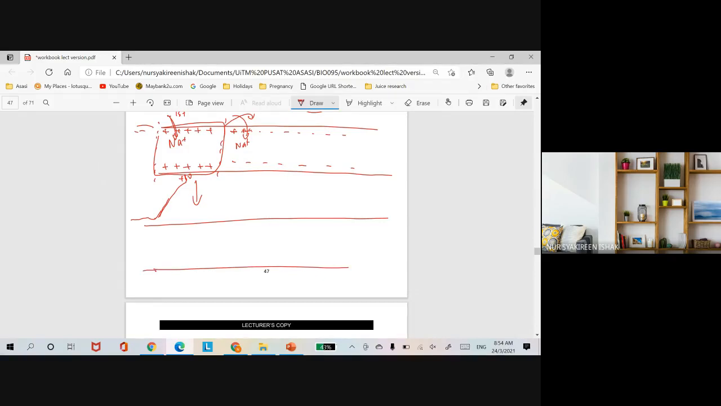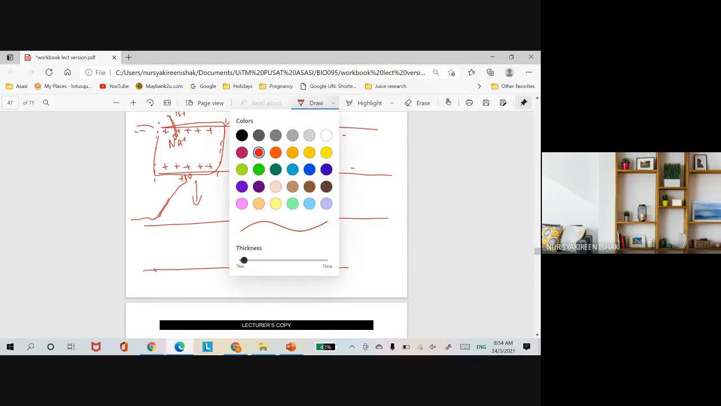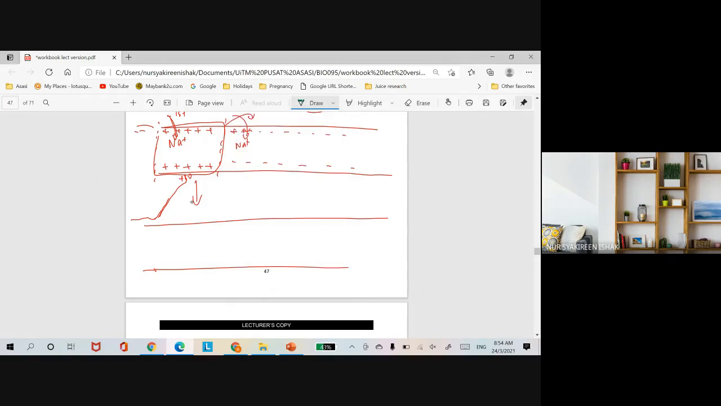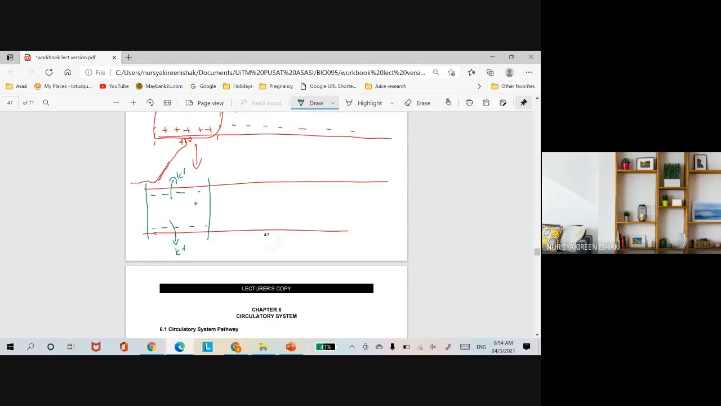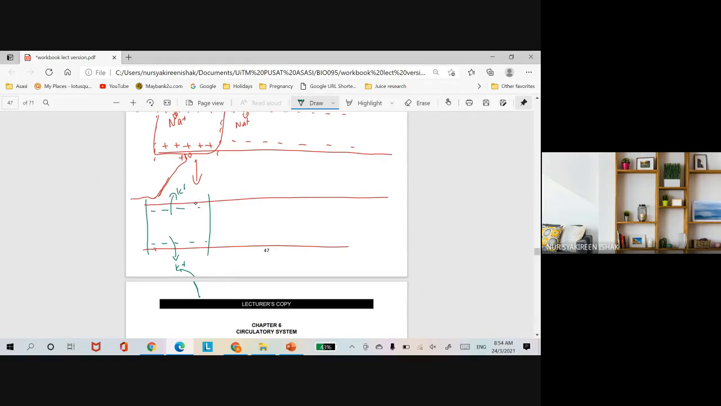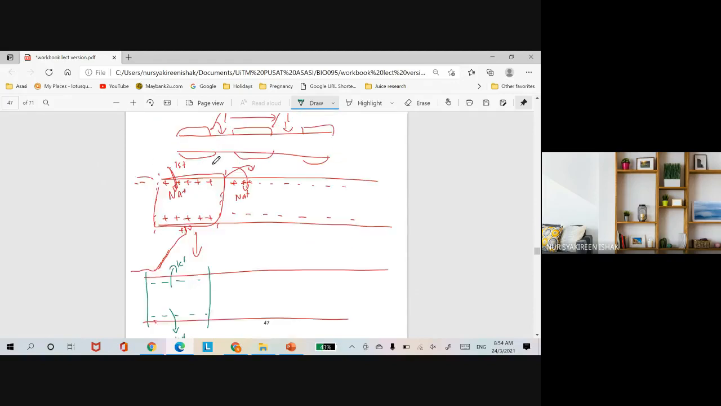Tapi bila kawasan ni dia dah reach peak of an action potential, what happens is that it causes this region to undergo repolarization. Okay, repolarization. So potassium moves out of the axon. Okay, move out of the axon. Yang ni dia akan berlakunya repolarization. Okay, so repolarization at the first region here causes the second region to be depolarized.